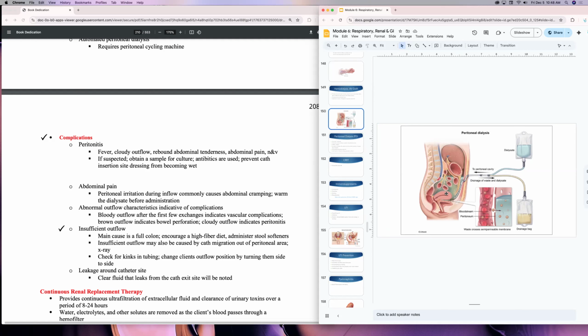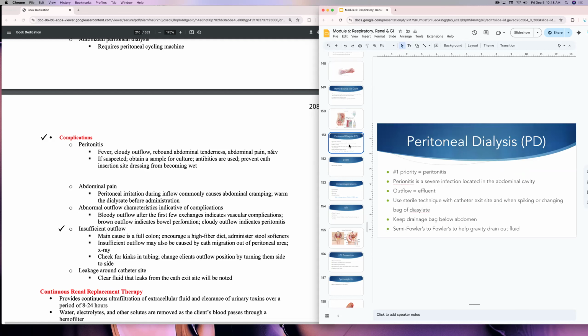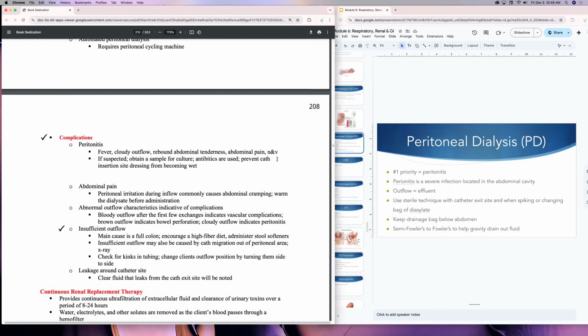So, peritoneal dialysis, make sure you know the major principles we talked about. The number one priority is peritonitis. So, on page 208, make sure you know your symptoms: fever, the outflow or the fluid that's going out. If it looks cloudy, that's a sign of infection. Okay. Rebound abdominal tenderness, so the abdomen is tender, they have abdominal pain, nausea, vomiting. Those are signs of peritonitis.